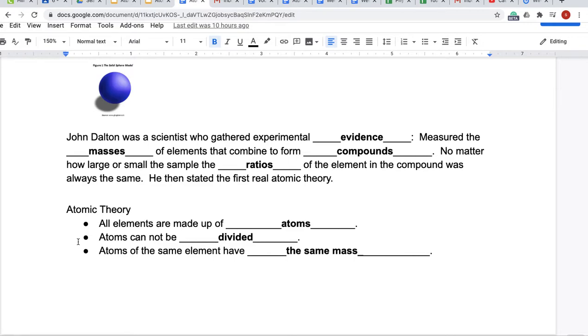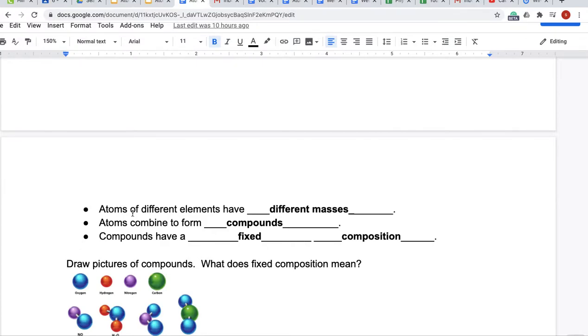So he also said that atoms of the same element have the same mass. So if he was to find an element of carbon, he would find that all atoms of carbon have a mass of 12. Oxygen has a mass of 16. Nitrogen has a mass of 14. We'll learn more about that later. He also said that atoms of different elements have different masses, and we will also find out later that every single element has a specific mass that's different than everybody else's.